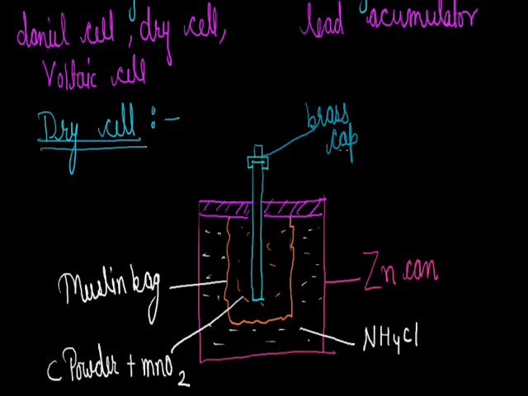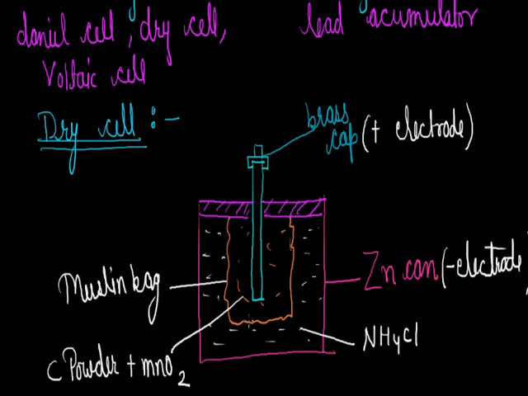The zinc can is sealed with resin. This layer is of resin. The top end of the graphite rod is fitted with a brass cap. The graphite rod acts as the positive electrode terminal, while the zinc can acts as the negative electrode terminal.